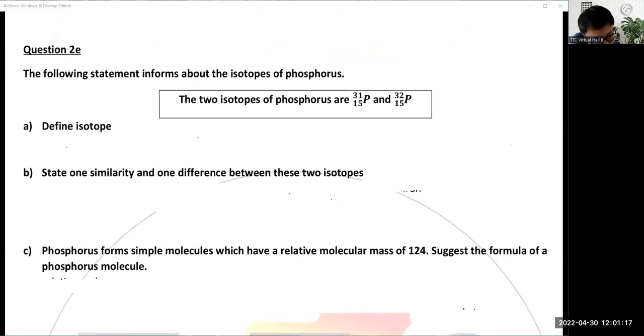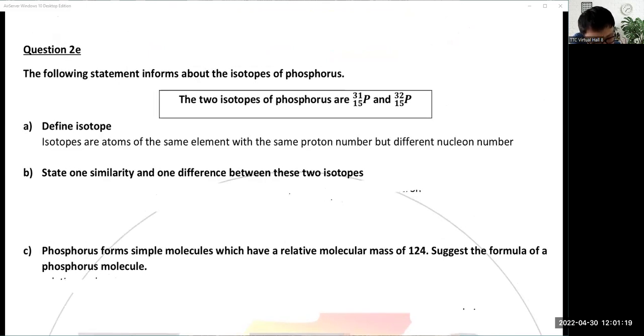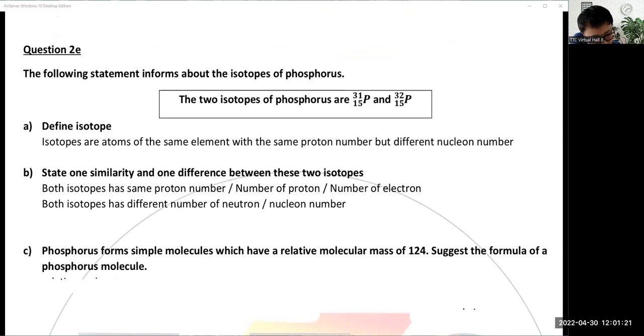Okay, what is meant by isotope? Similarity and differences. So the similarity will be the number of protons and the number of electrons are the same. The difference will be the number of neutrons, and the nucleon number is different.